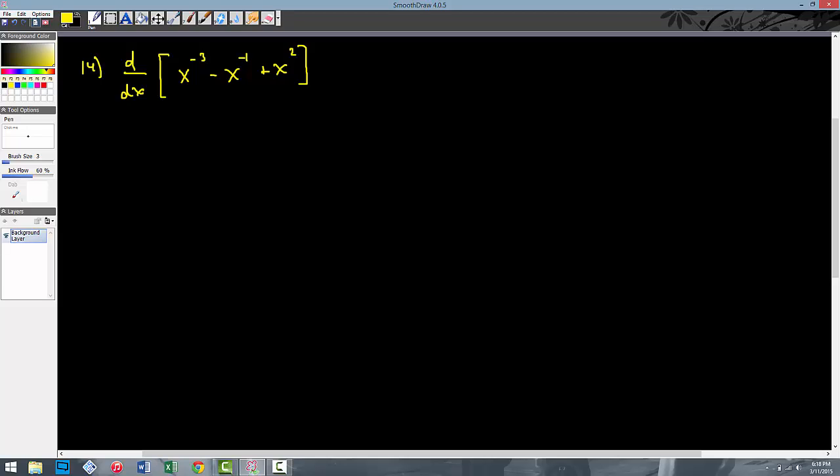Alright, so we're going to just derive this thing, and I think we're going to find out the derivative at x equals 1. So negative 3x to the negative 4 plus x to the negative 2 plus 2x. And now I want that for when x equals negative 1. Sorry, not 1. Throw negative 1s all the way across. So negative 3 times negative 1 to the negative 4 plus negative 1 to the negative 2 plus 2 times negative 1.